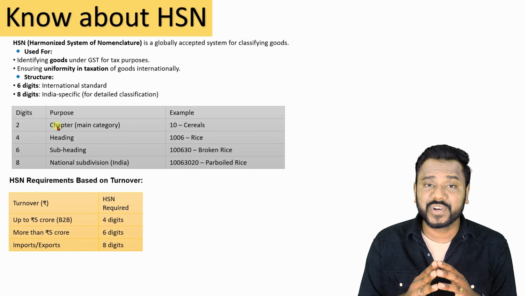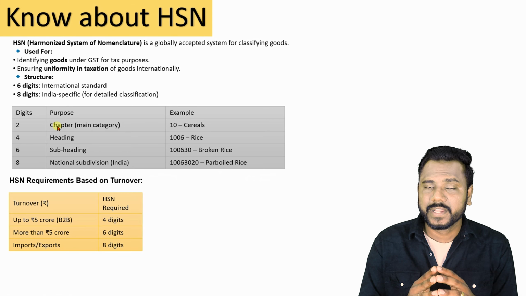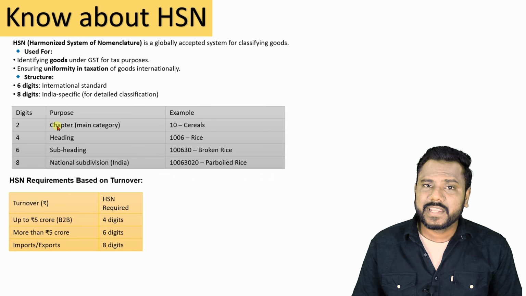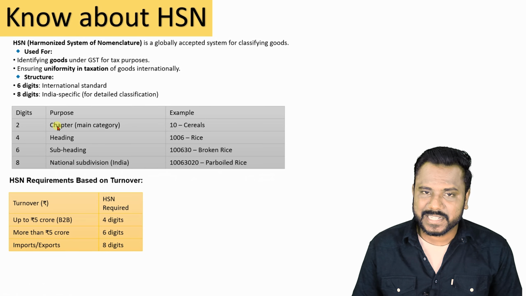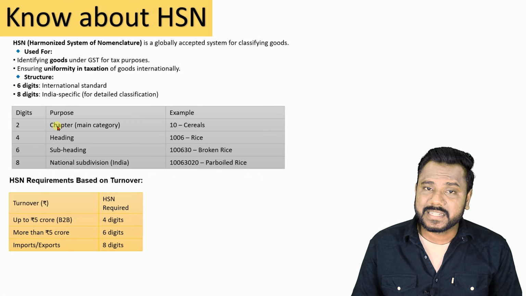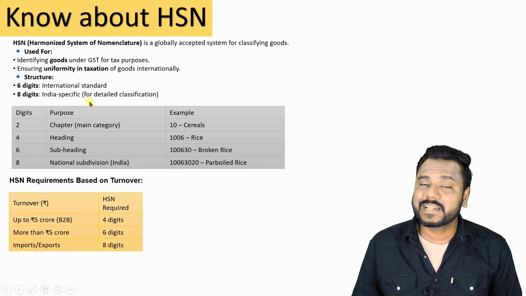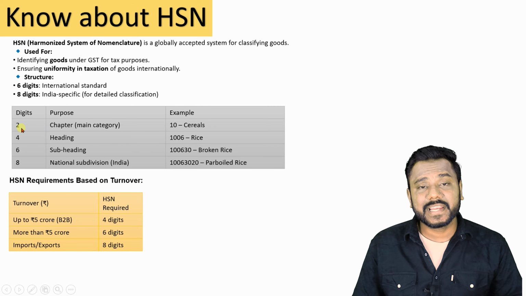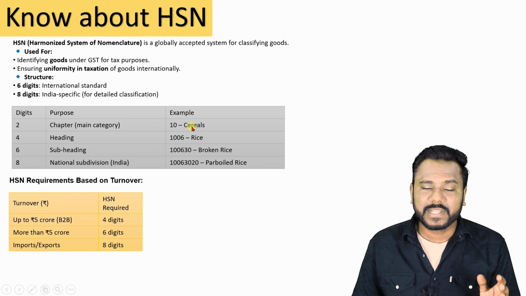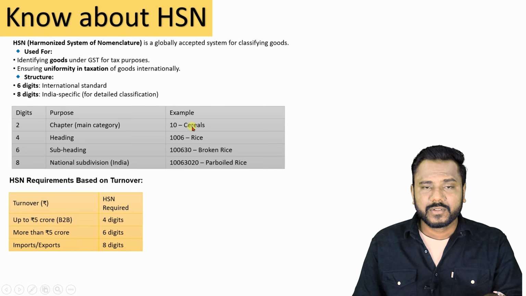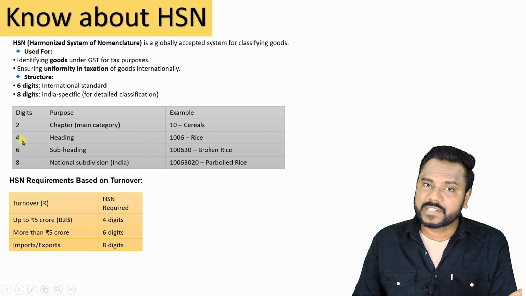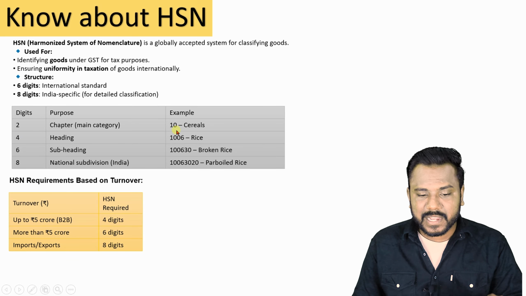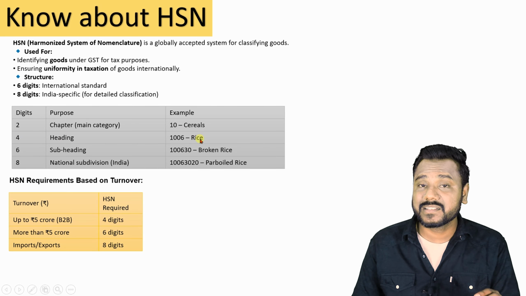What is HSN? Harmonized System Nomenclature Code is a globally accepted system for classifying goods. Generally HSN globally has only 6 digits, but India opted for an 8-digit HSN coding system for detailed classification. Out of 8 digits, the first 2 digits indicate the chapter. Okay, 10 is the chapter for all cereals. And the extra 2 digits mean the total 4 digits will indicate chapter and heading. In the chapter cereals, the heading is rice.